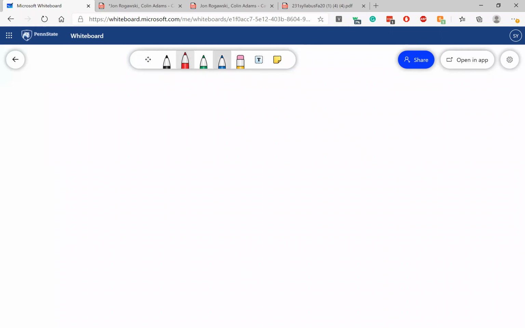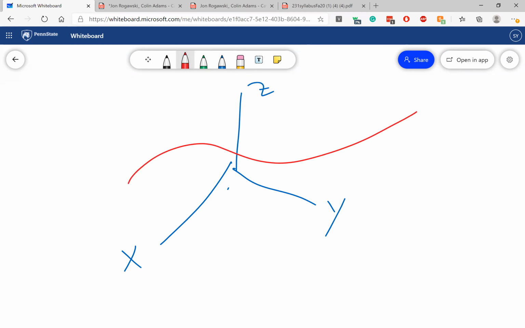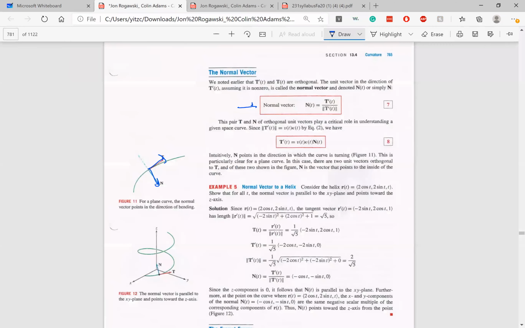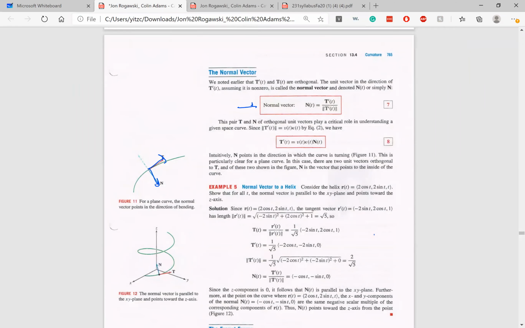So if here's your curve, so here's your space. Here's your curve. Your normal vector is going to always be orthogonal to this curve. And it's going to equal to the derivative of the tangent vector over the magnitude.